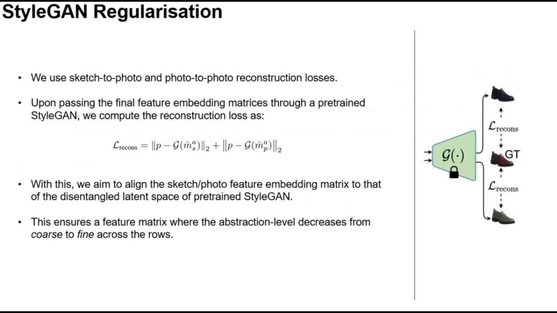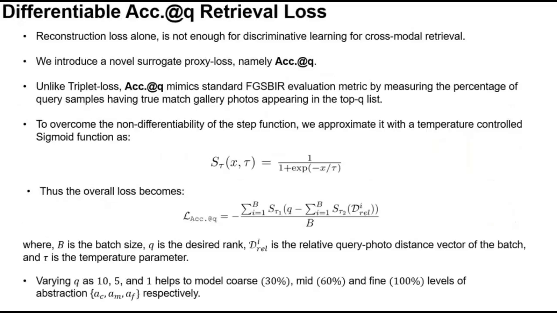And to distill the knowledge from a pre-trained StyleGAN, we use sketch to photo and photo to photo reconstruction losses. Upon passing the final feature embedding matrix to a pre-trained StyleGAN, we compute the reconstruction loss as in this equation, and using this reconstruction objective, we aim to align the sketch photo feature embedding matrix to that of the disentangled latent space of a pre-trained StyleGAN.